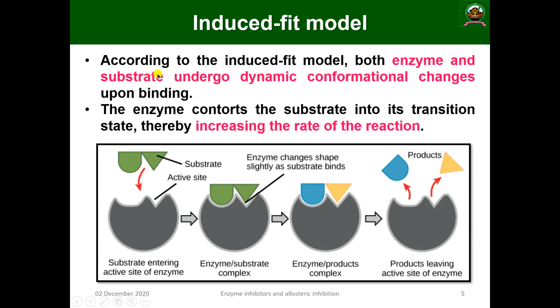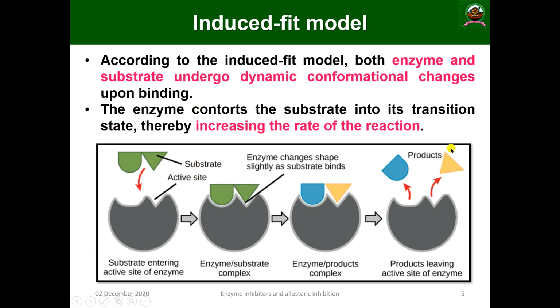This is proposed by Daniel Koshland, and that is the induced fit model. Both enzyme and substrate undergo a dynamic conformational change upon binding. That is very, very important. The enzyme contorts the substrate into the transition state, thereby increasing the rate of the reaction.